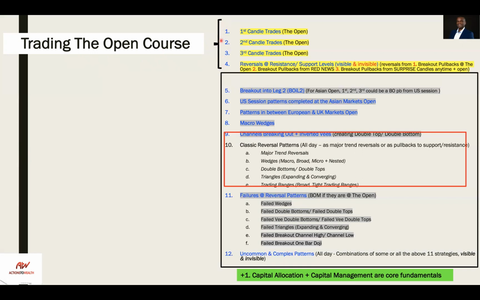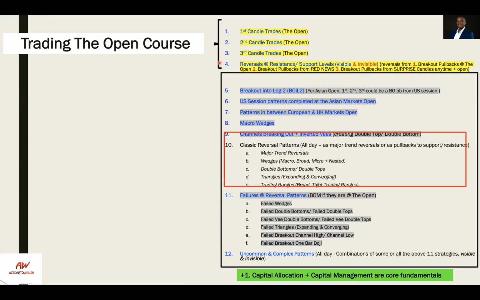In the Trade in the Open course, I explain and present the first 4 strategies. Strategy number 1 is first candle trades: when do I trade off the first candle of any open? Strategy number 2 is second candle trades. Strategy number 3, third candle trades. If none of those set up at the open of a distinct market, then I'm actively looking for the 4th strategy: reversals at resistance or support levels.